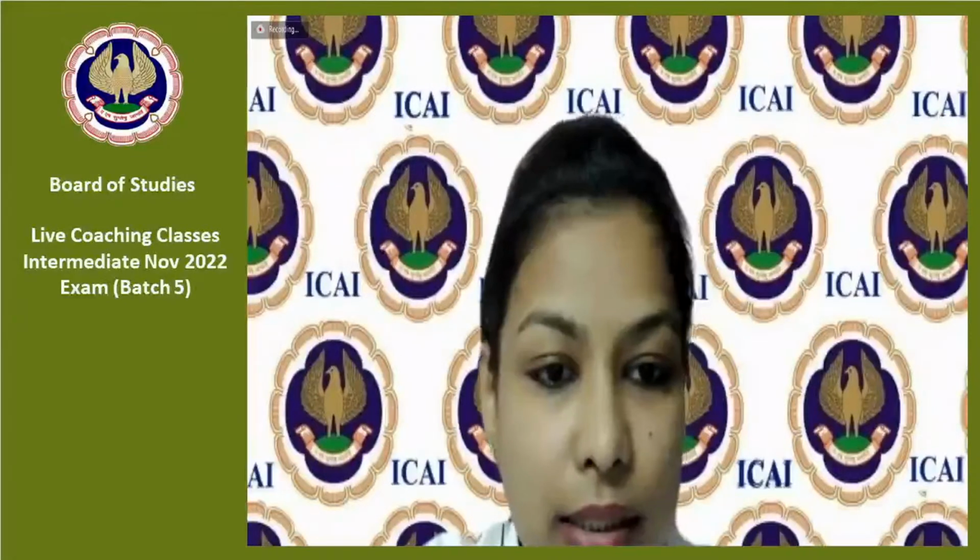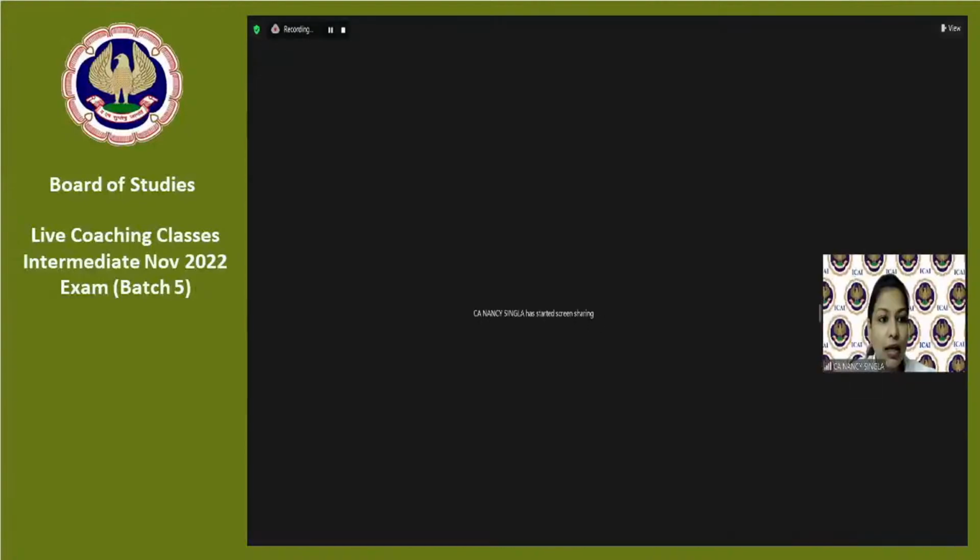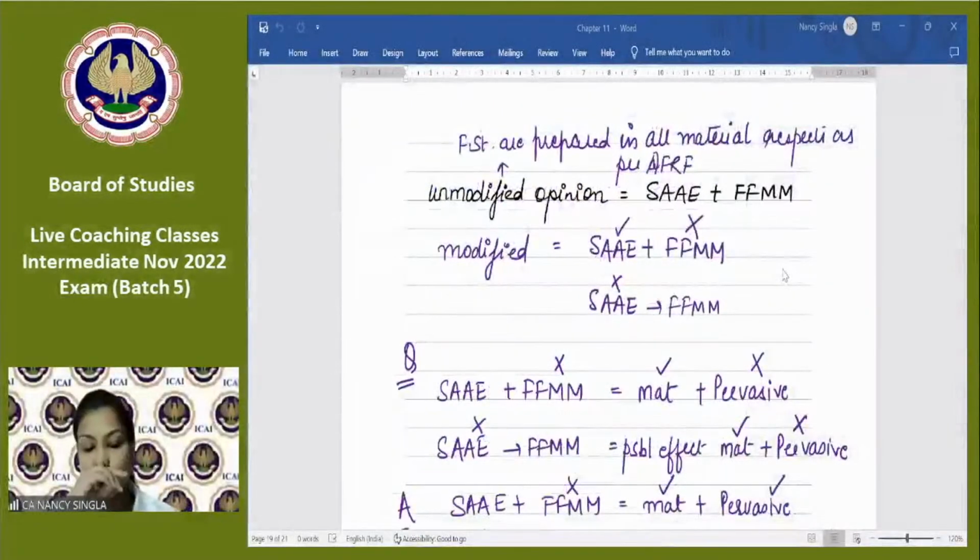So let us quickly finish SA 705. So what is SA 705? It is related to modification. The name is Modifications to the Opinion in the Independent Auditor's Report. So in the last session, I told you that when the auditor is forming a conclusion in terms of SA 700 and he concludes that a modification to the opinion is required, then he'll move on to SA 705. Okay? So it is a brief summary.